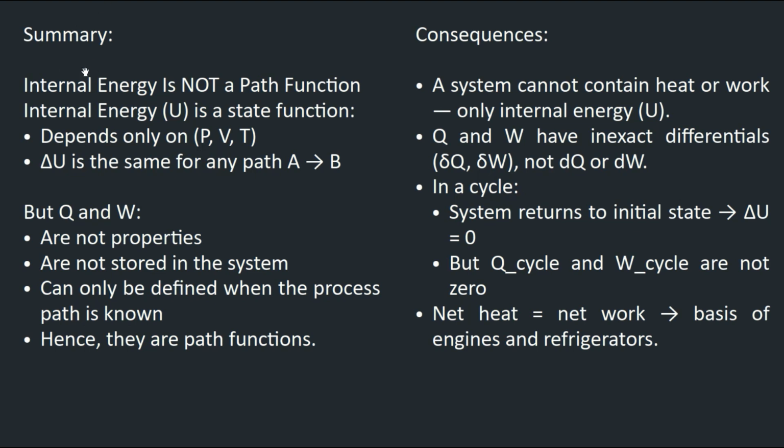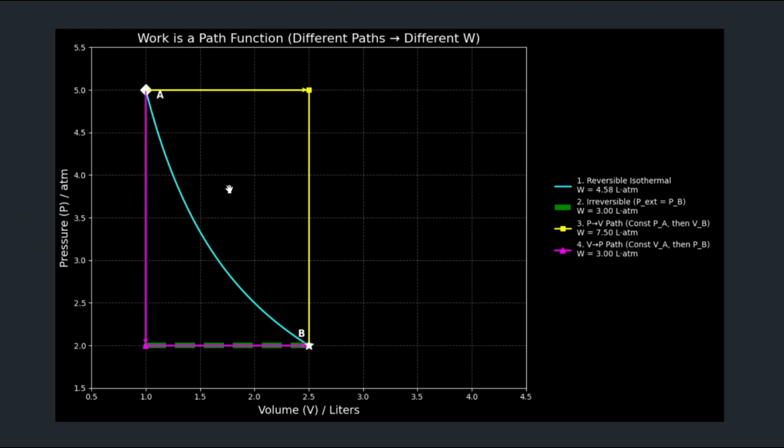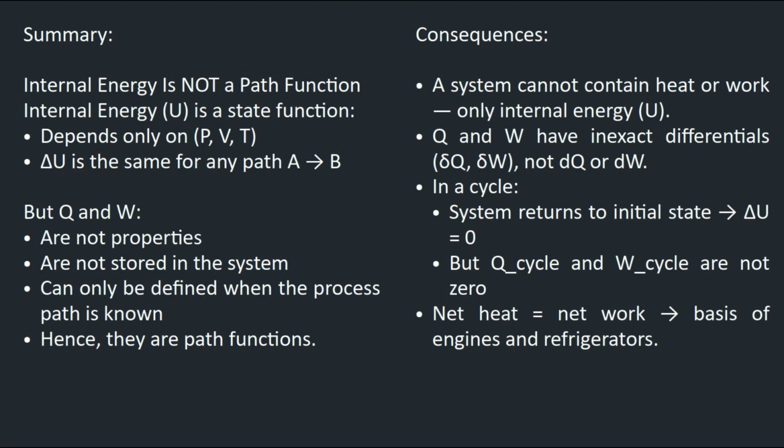Okay, summary. Internal energy is not a path function. Internal energy of a system depends on P, V, and T. So change in internal energy depends on the final and the initial point. It is the same for any given path. Okay, so in all of these cases, the internal energy will remain the same. Change in internal energy will remain the same. But when it comes to the work and the heat quantities, they are not properties of the system, right? They're not stored in the system. They can only be defined when the process path is known.